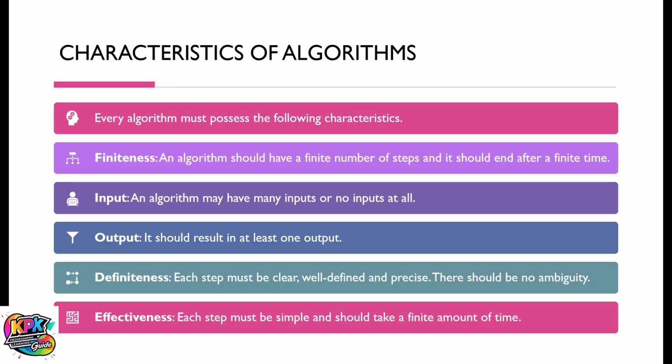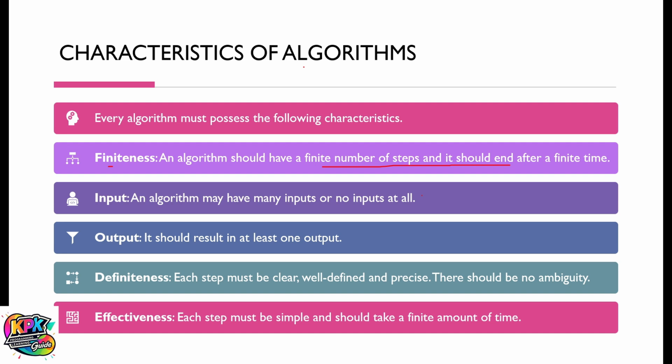Characteristics of an algorithm, or traits of an algorithm. Every algorithm must possess the following characteristics. One, it's supposed to be finite. Here we are saying that an algorithm is supposed to have a start and a finish, basically a finite number of steps. Input: every algorithm must have many inputs or no inputs at all. Output: an algorithm should have at least one output.